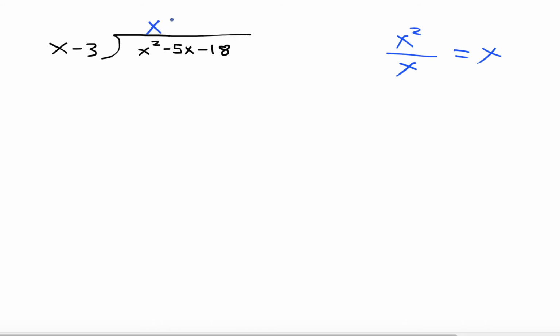Once we divide these, the next thing we want to do is multiply this first term, the x, times the divisor, right? So x times x gives us x squared, and x times -3 gives us -3x.